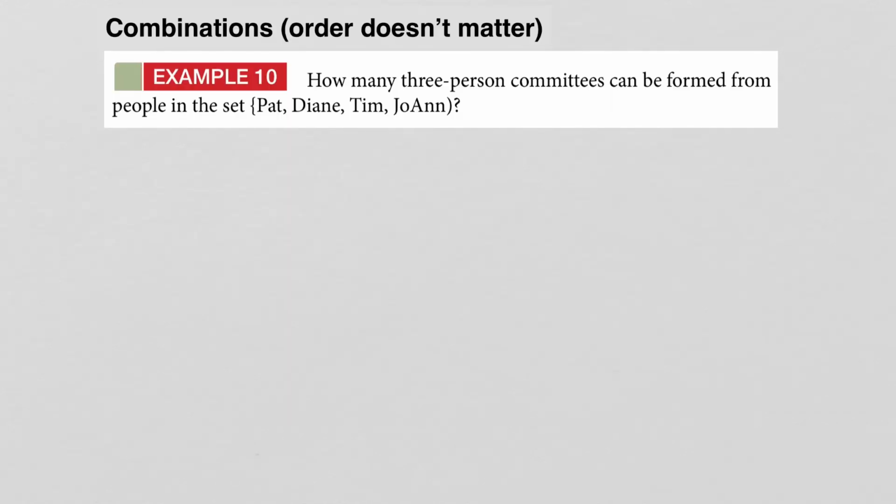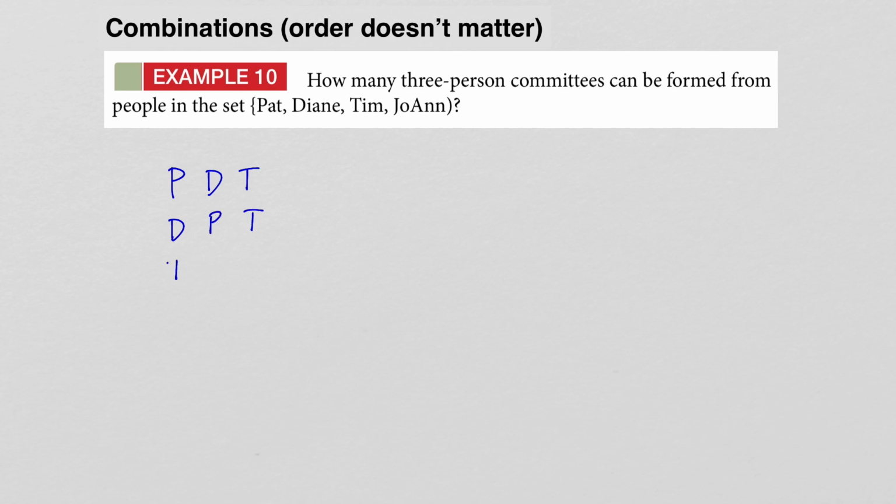Now let's talk about combinations. The main difference between combinations and permutations is that in a combination, order doesn't matter. So let's go back to our last example, having 4 people, Pat, Diane, Tim, and Joanne. How many 3-person committees can be formed from these 4 people? So think about this. If we're talking about these people running a race, then if Pat comes in first and Diane comes in second and Tim comes in third, that's different than if Diane comes in first, Pat comes in second, and Tim comes in third.